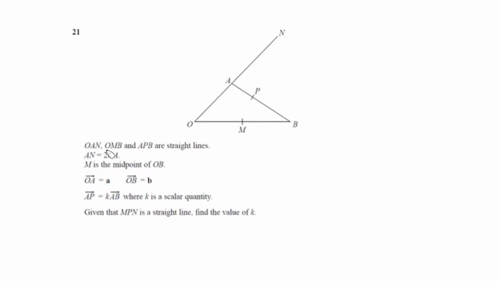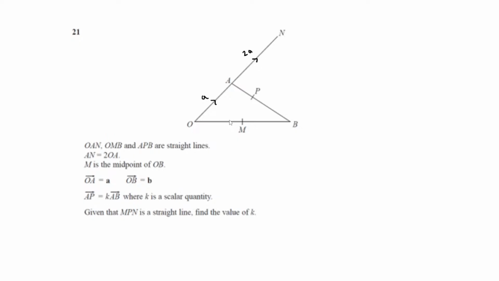They've told us OAN and OMB and APB are straight lines. AN is twice the size of OA, so we'll come back to that in a minute. M is the midpoint of OB. OA is A, and AN is equal to twice that, so this would be 2A, wouldn't it? Might as well write that whilst we're here.